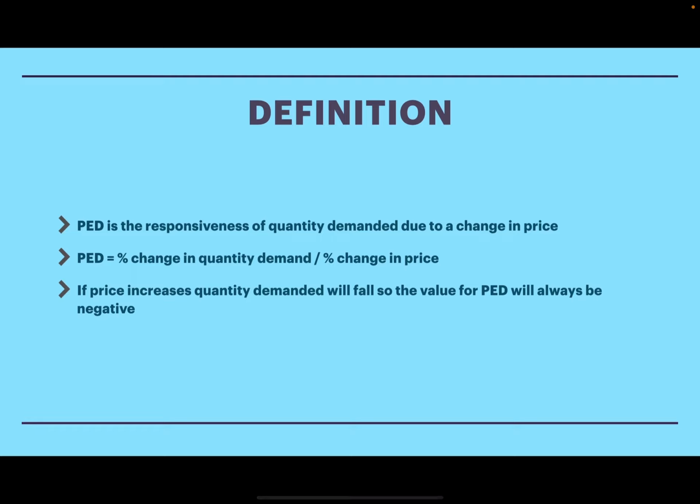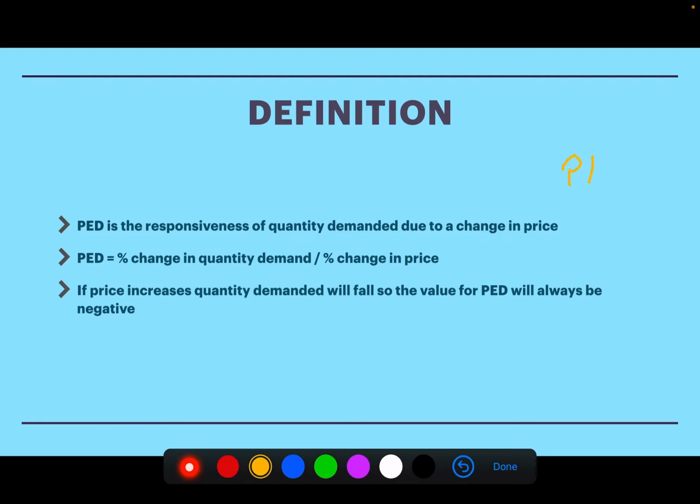Now, because we know that as price goes up, quantity demanded goes down, then that means that PED will be negative, because we've got a positive for price, we've got a negative for quantity, or vice versa. So the value for PED is always going to be negative.